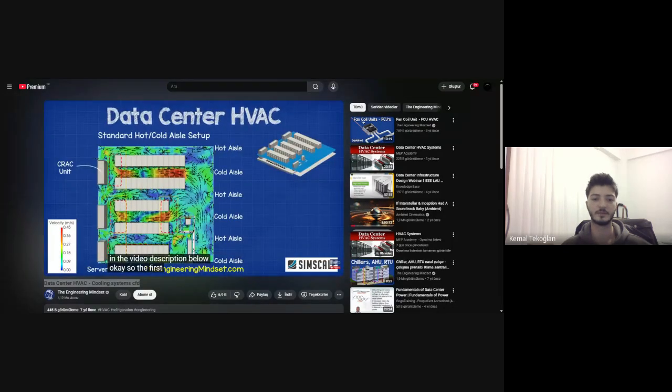Okay, so the first design, we've used a standard hot aisle configuration. The arrows indicate the direction of flow and the colors indicate the velocity. You can clearly see there's a huge amount of recirculation occurring between the aisles, and I've highlighted these in the boxes.